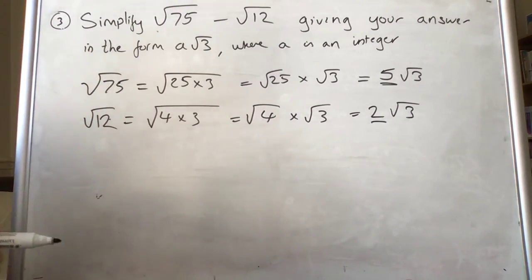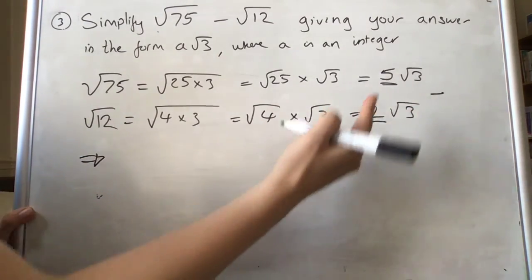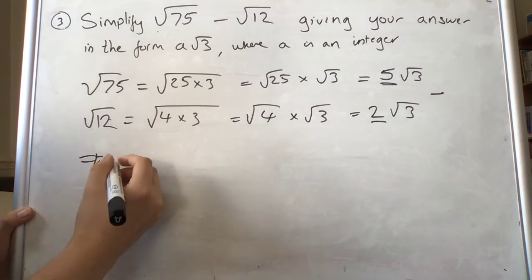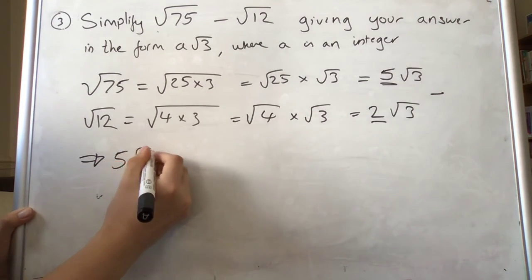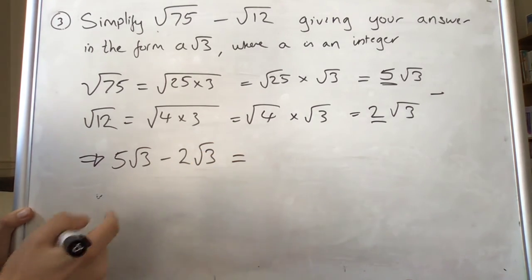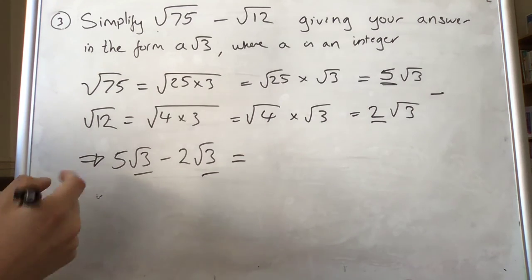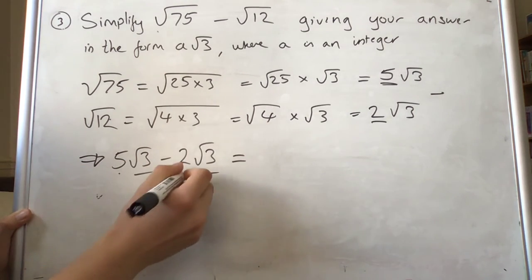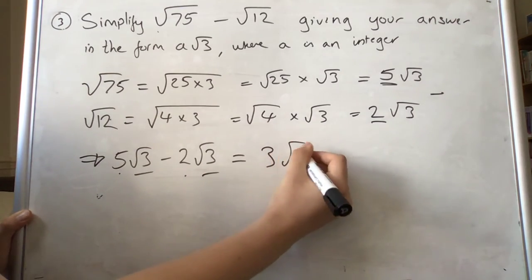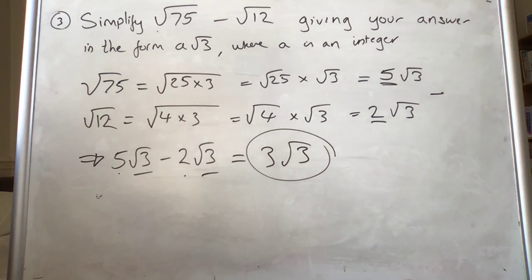So to finish this off then, all we need to do is take away these, because that is the square root of 75, that is the square root of 12. So you've got 5 square root 3 minus 2 square root 3 equals what? Well, they've got the same square root of 3, so all we need to do is take away the 5 and the 2, giving us 3 and the square root of 3. So 3 square root of 3 is our final answer.